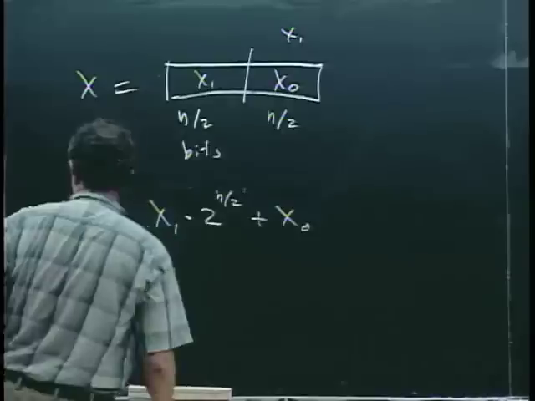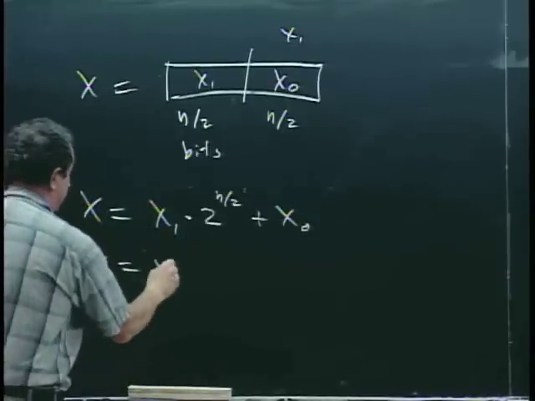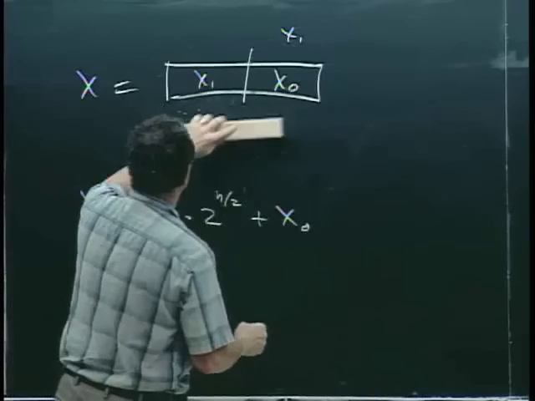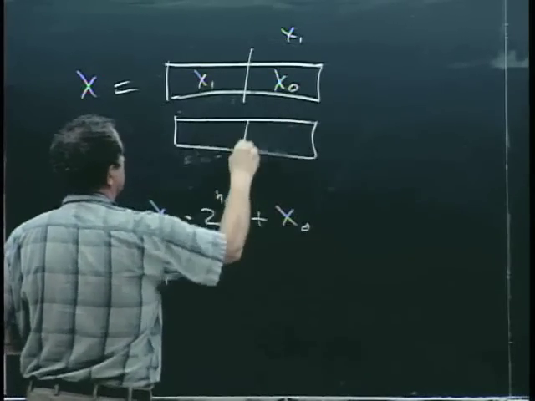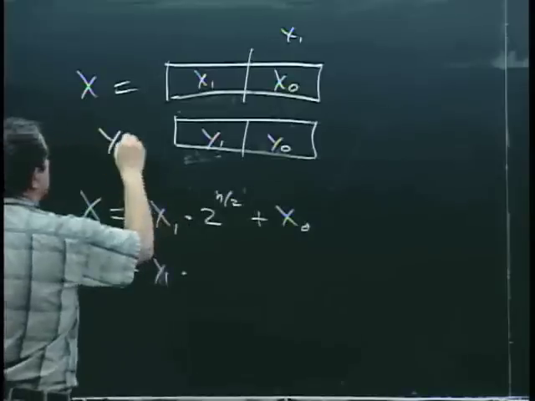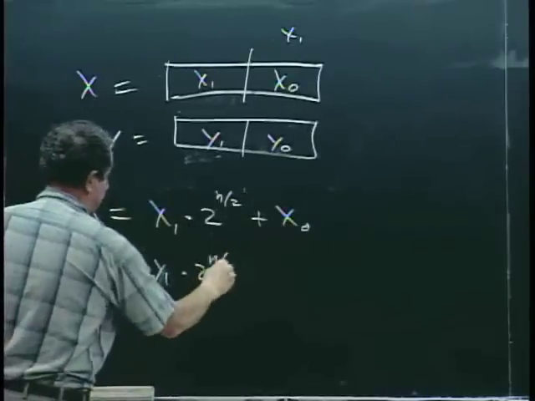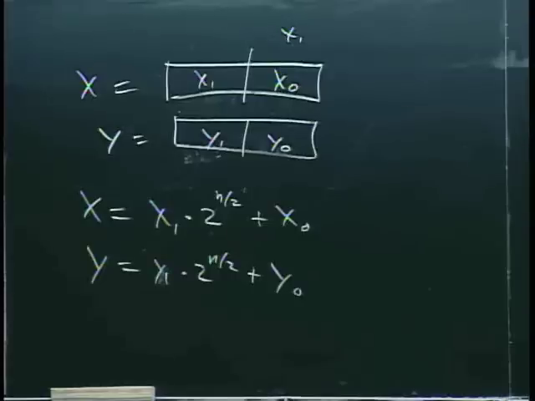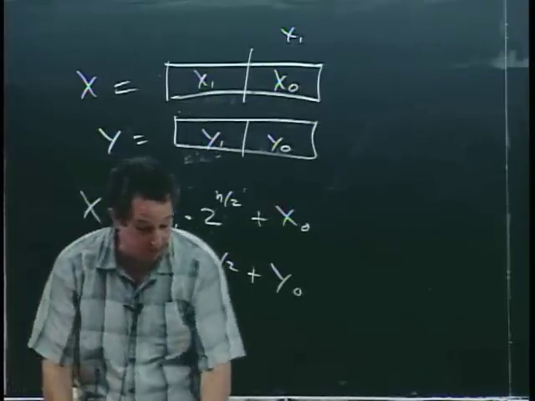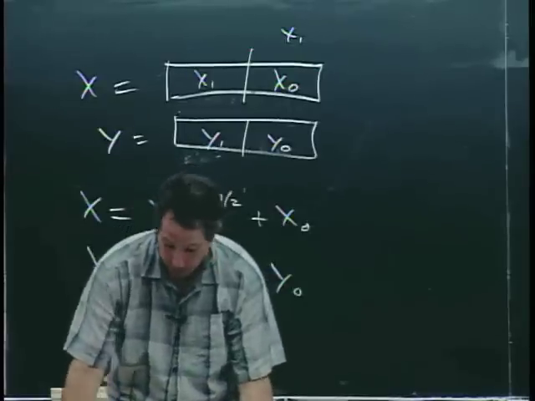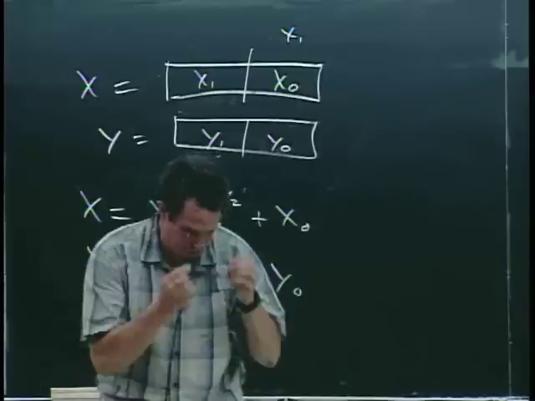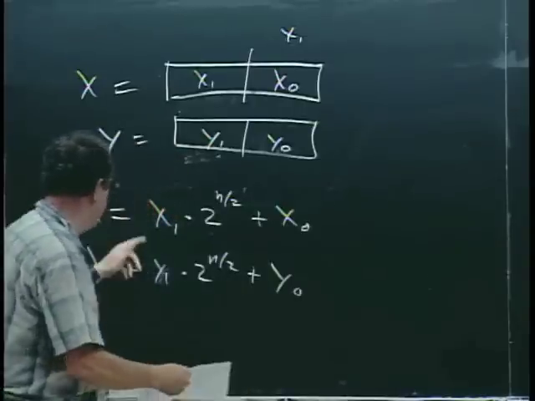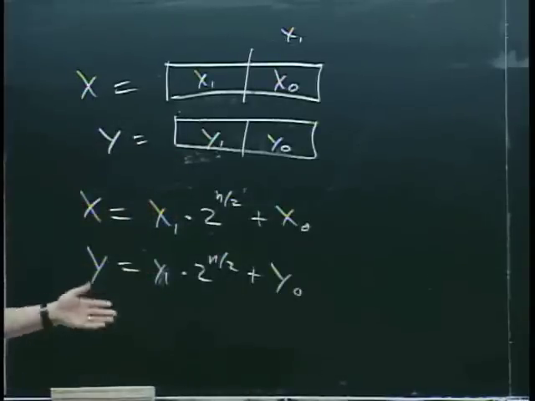And if we want to multiply x times y, we're going to look at y in the same way. We're going to have a y1, y0, and y is y1 times 2 to the n over 2 plus y0. So we can think of x and y in that way. So far we haven't done anything, just expressed x and y in those terms. Okay. So, but in those terms, let's multiply x times y and see what we get.